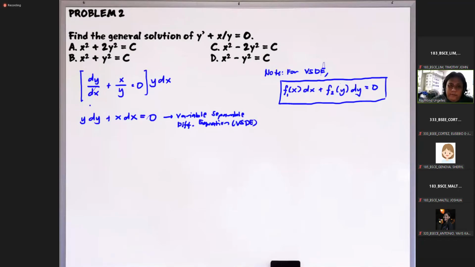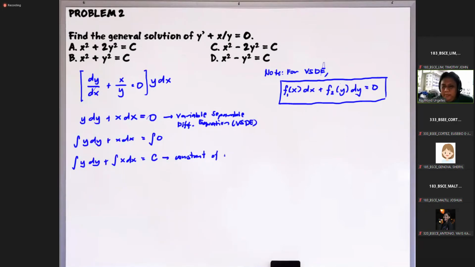So if we integrate both sides, you can imagine this is integral of y dy plus x dx, equal to integral ni 0. By properties of integral, pwede natin paghiwalayin yung dalawang term, kaya integral ni y dy plus integral ni x dx. Then, integral ng 0 is just any constant. So therefore, this is our constant, yung tinatawag natin constant of integration.